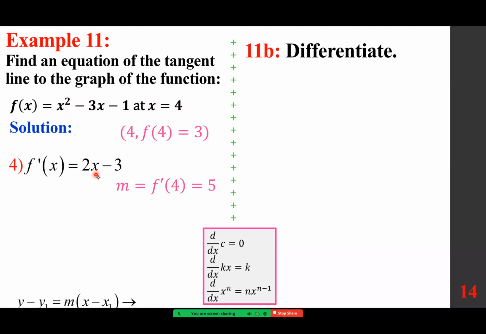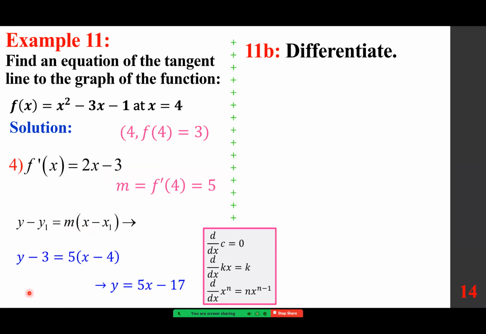So y minus y1 equals m times x minus x1. So y minus 3 equals 5 times x minus 4. And that gives us 5x minus 17. We've seen this before, of course. So this is 5x minus 20. And when we move this, we get plus 3.